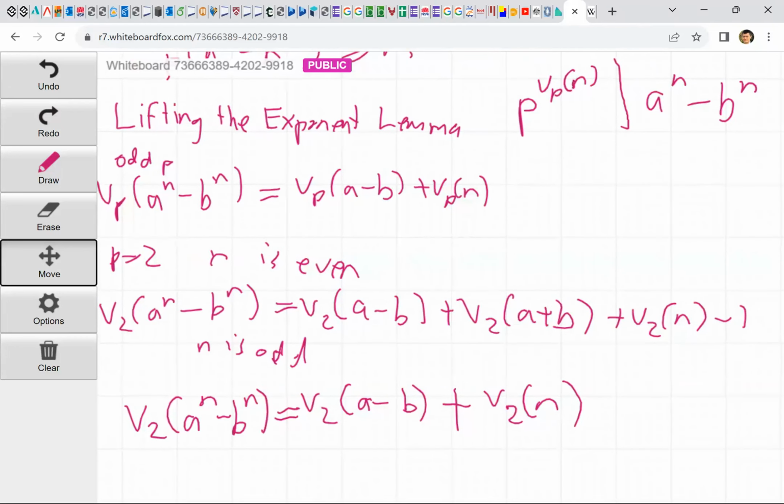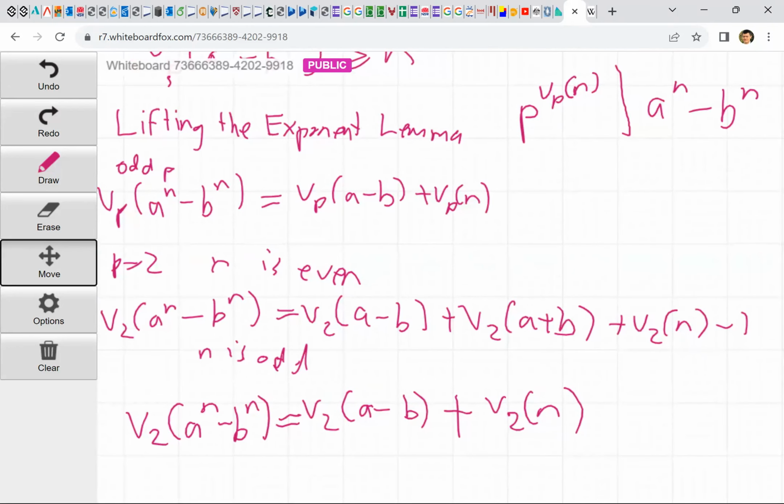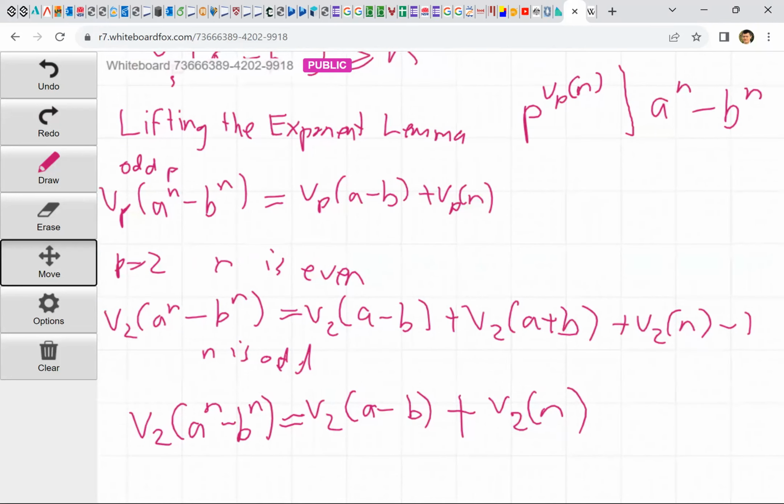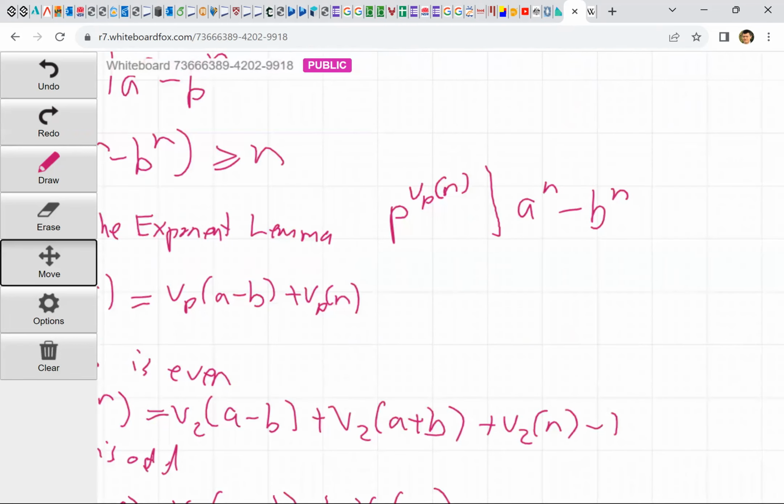So if n is even, let me see. Okay, so it's always true. Basically, if p equals 2, then a and b have to be odd, because we said it was co-prime. So then these two both have to be at least 1. That cancels out with the -1, which means that v2 of n is less than or equal to this. Okay, so I think that's what we get, right?